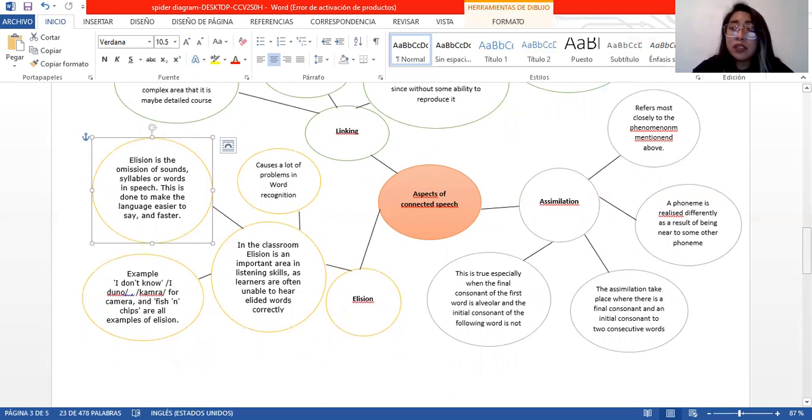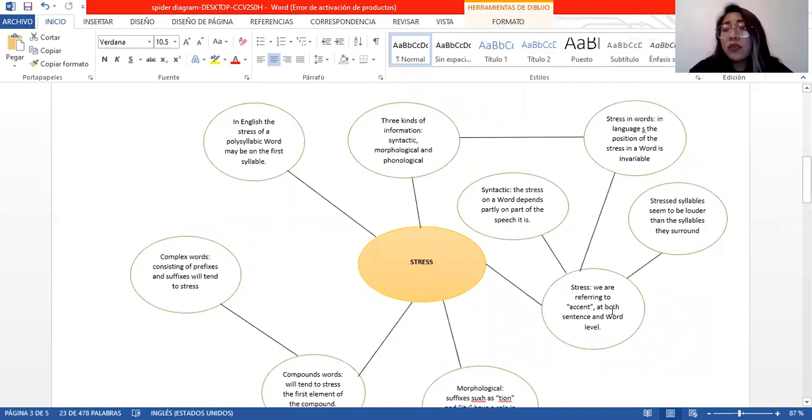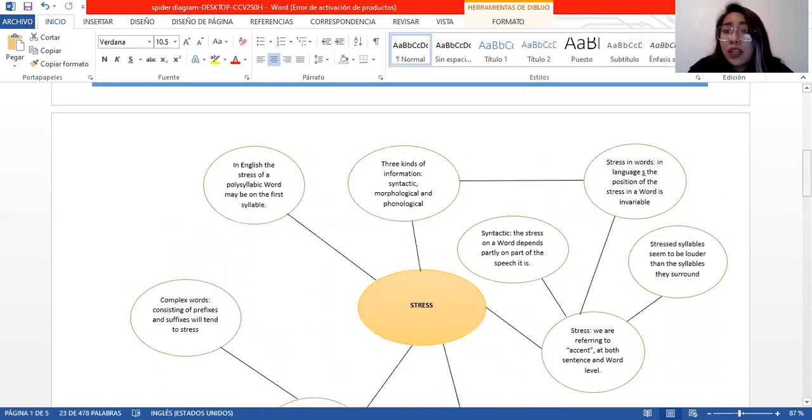Finally, we have stress. Here we are referring to the accent at both sentence and word level. In this part we have stressed syllables and stressed words. The stressed syllable seems to be louder than the syllables that surround it. And in the stressed word in a language, the position of the stress is invariable.